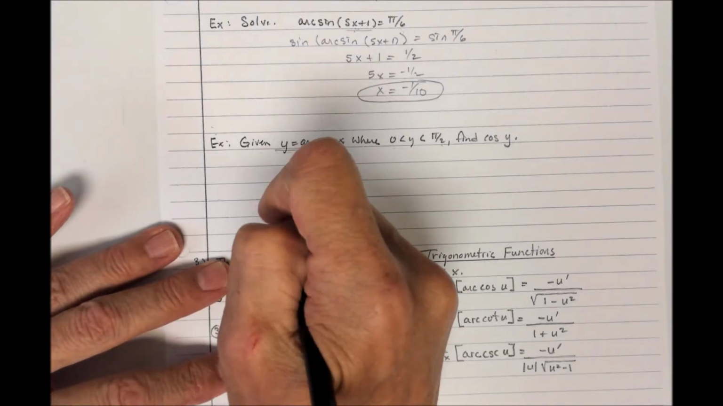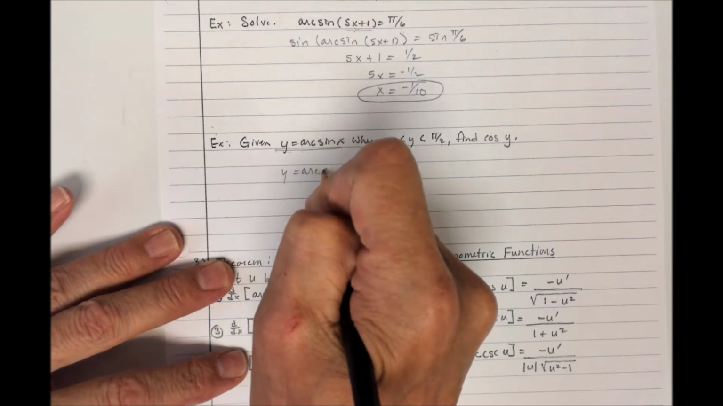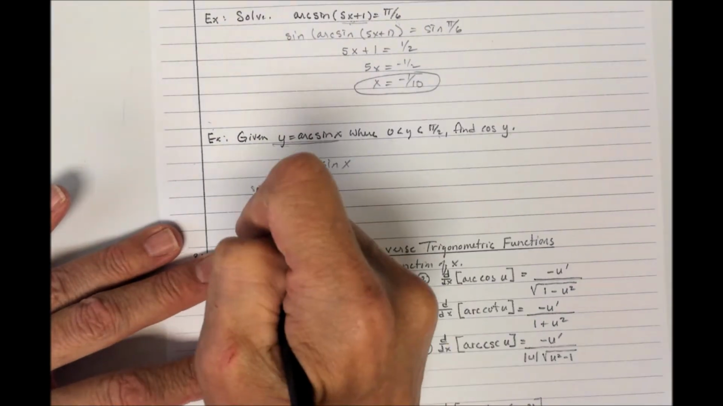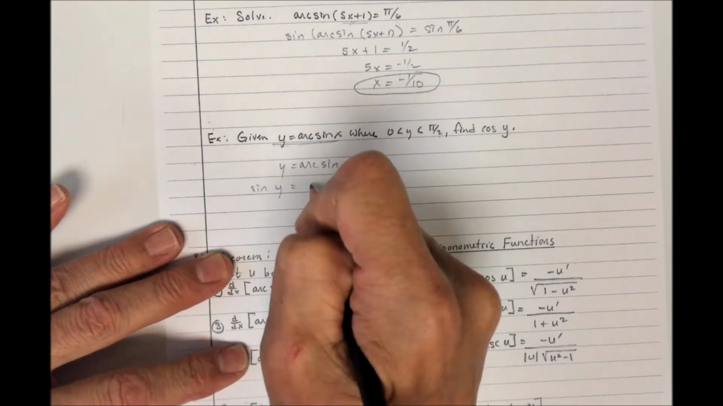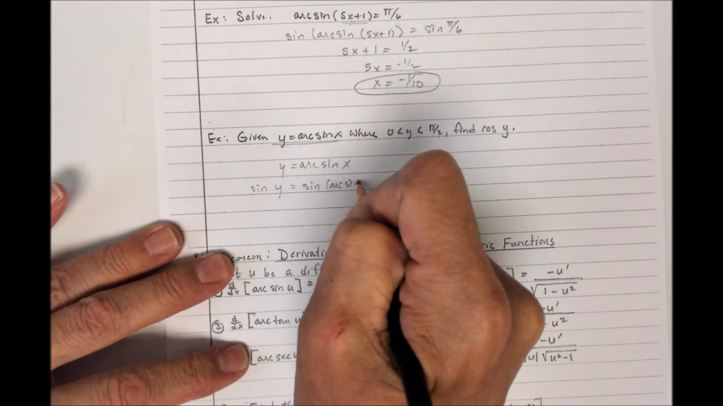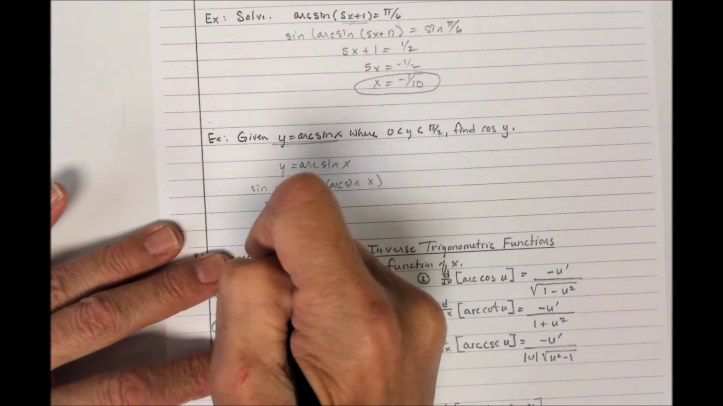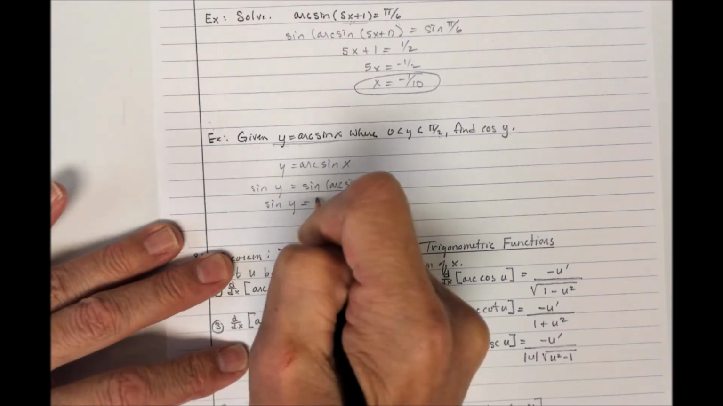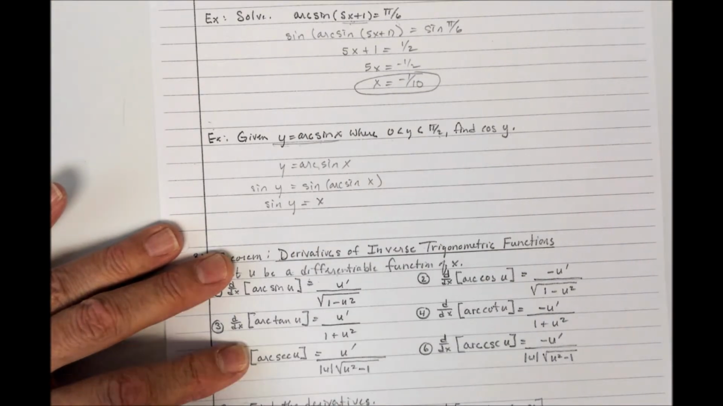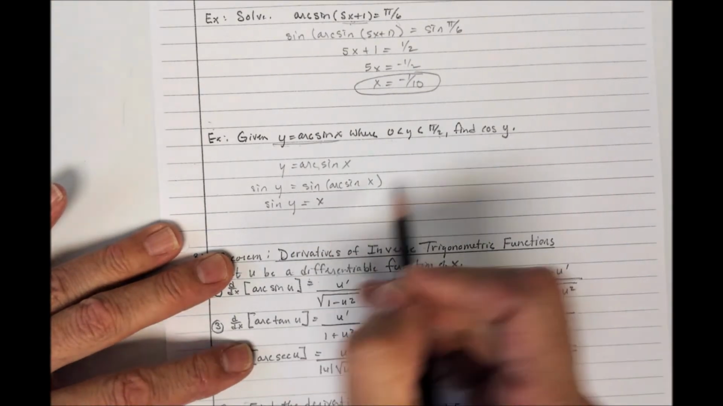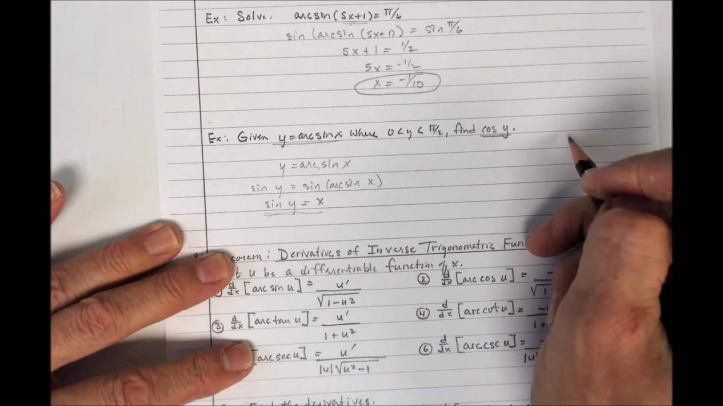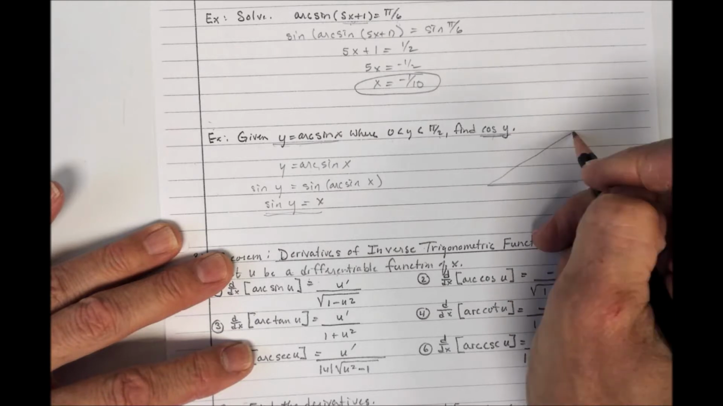Well, let's start here. I have y equals the arcsine of x. Okay, I'm going to take the sine of both sides. And that is going to give me that the sine of y is equal to x. Well, that makes sense because they're inverse functions. But what does this also tell me? This tells me, since I'm trying to find the cosine of y and I have the sine of y, what if I draw a right triangle here?